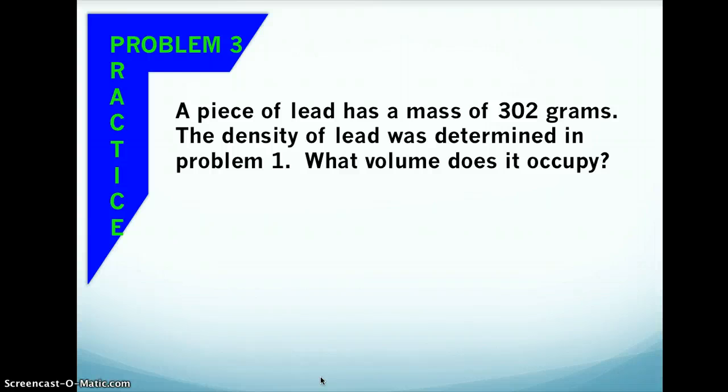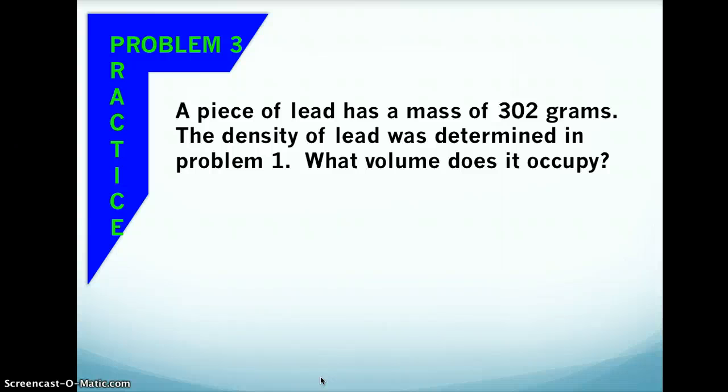Problem 3. Not that same piece, but that same material, lead, with a different sample, has a mass of 302 grams. The density of lead was determined in problem 1. Remember what that was? That was 11.4. What volume does it occupy? So now you're solving for V.